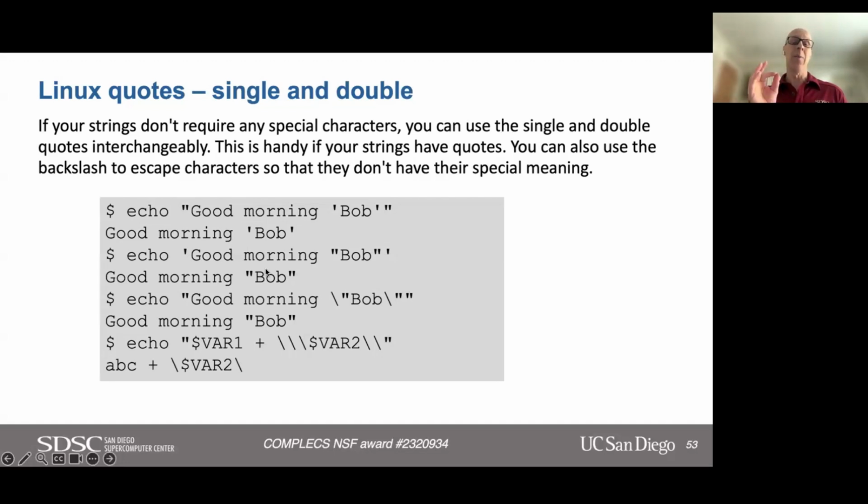Similarly, if I wanted to write out the literal string, "Good morning, Bob," with Bob double quoted, I could surround Bob with double quotes and use single quotes to contain that entire string. I could have also used backslashes to take away the special meaning of those double quotes. You can see that without the backslashes in this third echo command, I would have double quote, "Good morning," double quote, "Bob," double quote, double quote. And we're not going to get the result that we expect.